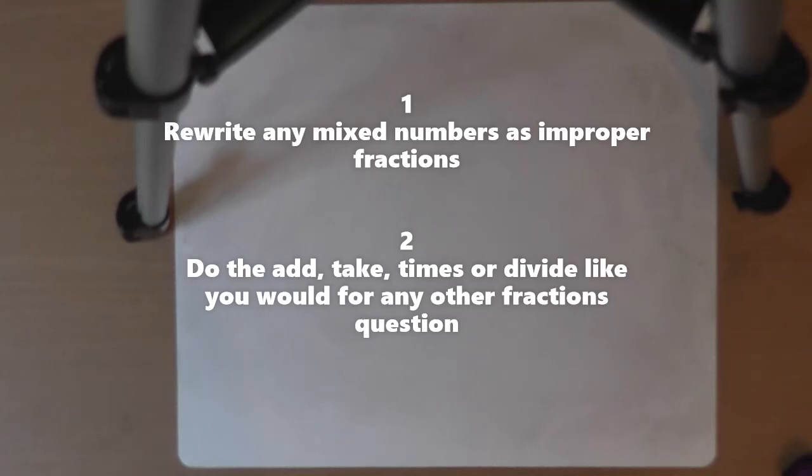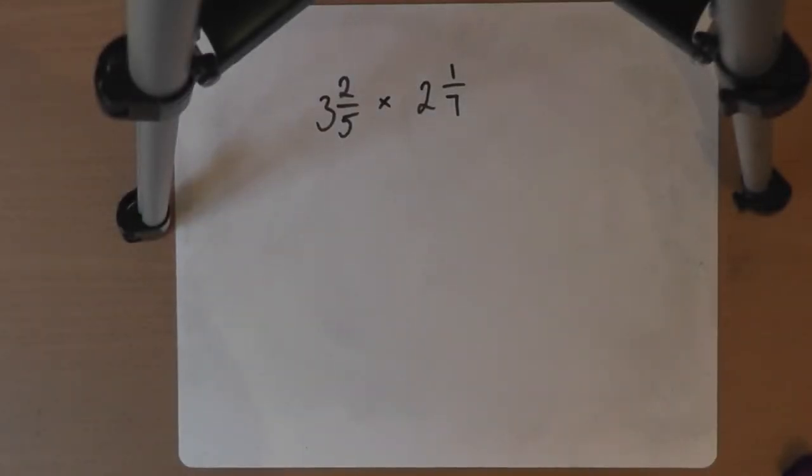So that's adding and taking, make them the same type, and then either add or take the top numbers. For the timesing, times the 2 top numbers together, times the 2 bottom numbers together. And for the dividing, going through that process of keeping the first one as it is, swapping the second one upside down for the reciprocal, and swapping the divide for a times. Just to make this point, for example, 3 and 2/5 times 2 and a 7th.